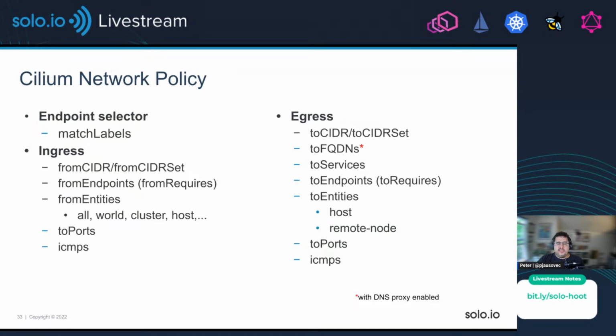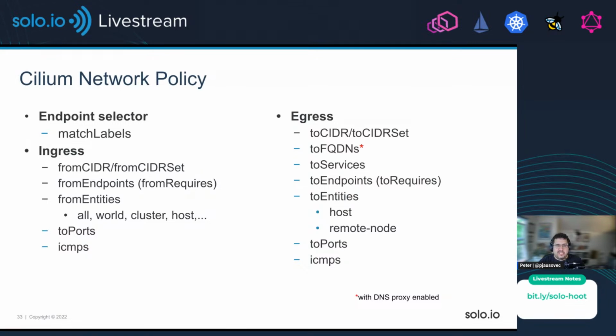All right, so I tried to make the slide look very similar to the network policy one that I had. So let's look at the differences that are there. Now, the first difference is with the selector. So we know Cilium has the concept of an endpoint, right? Therefore, the selector is called an endpoint selector. However, it still uses the match labels, right? And it's not necessarily any different other than the name.